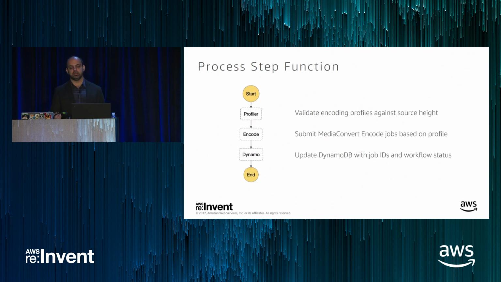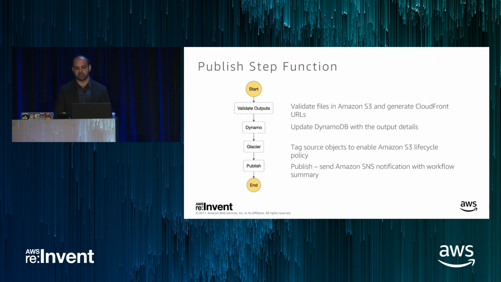The process function comes in, profiles the content or media, does the encoding bit, then puts the state into DynamoDB, and then ends the function.